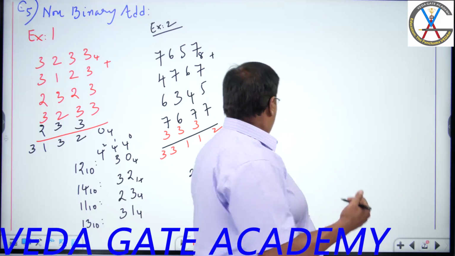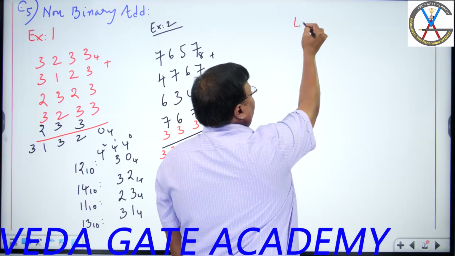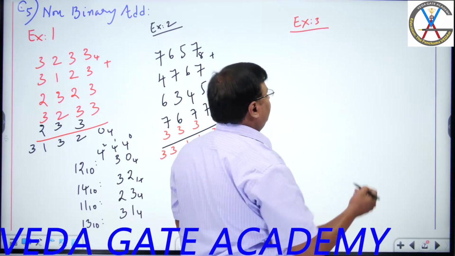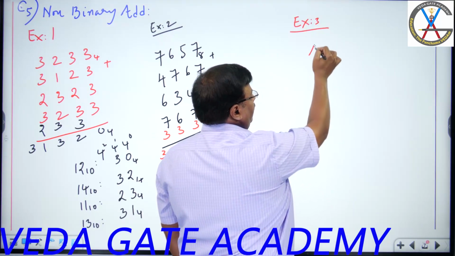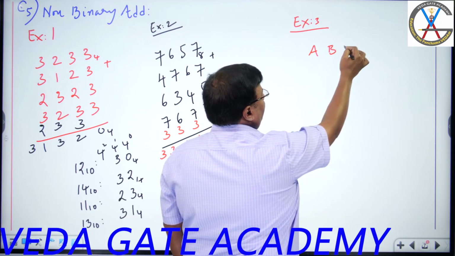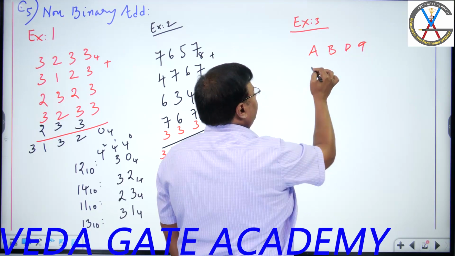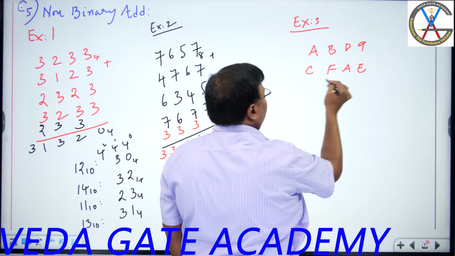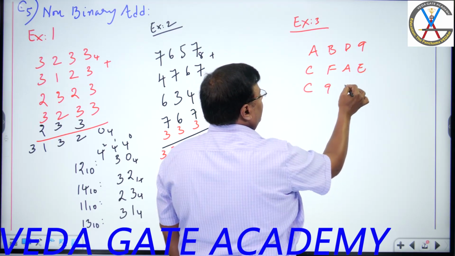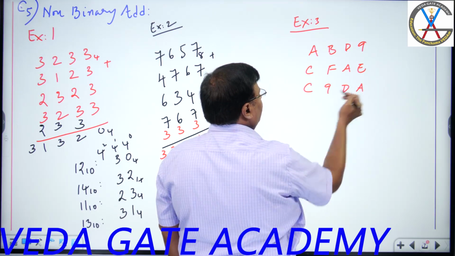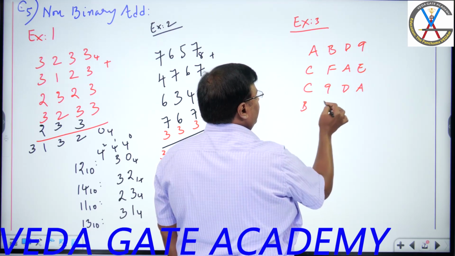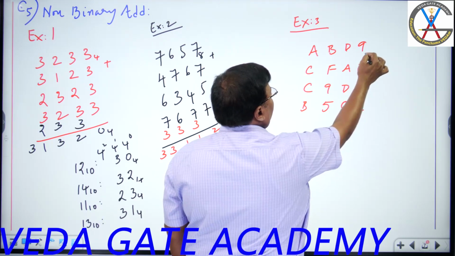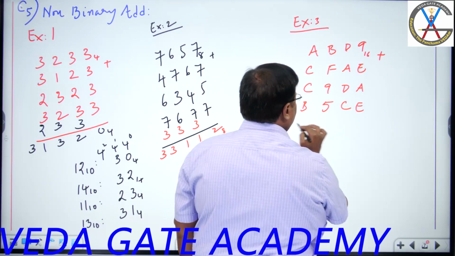Similarly, let us see the last one. Example 3, hexadecimal addition: AB D9, CF AE, C9, DA, B5 CE. Addition of hexadecimal numbers.